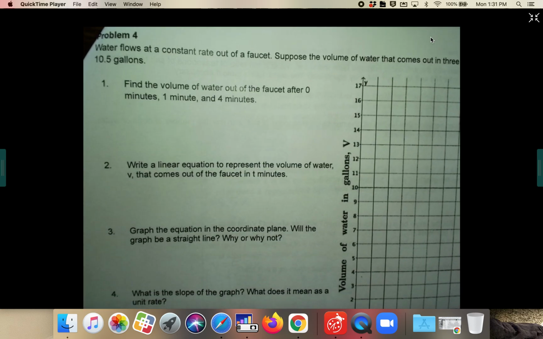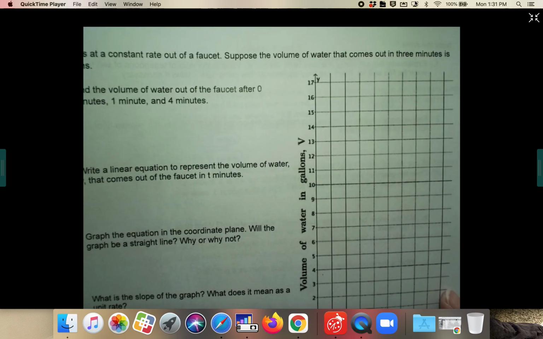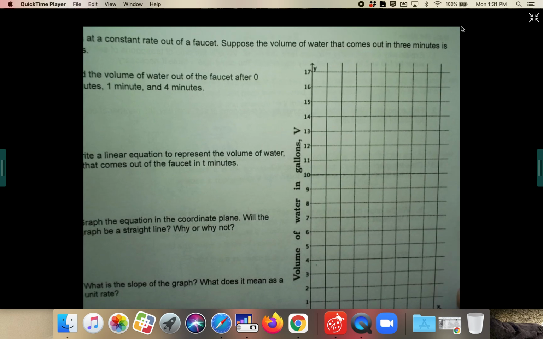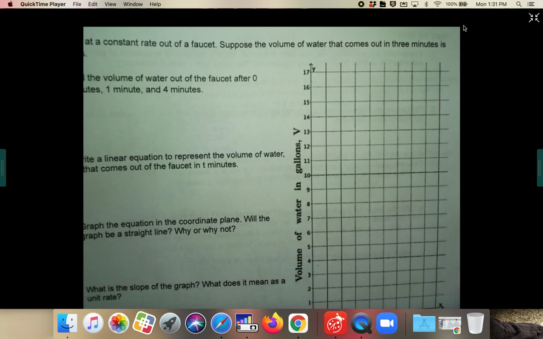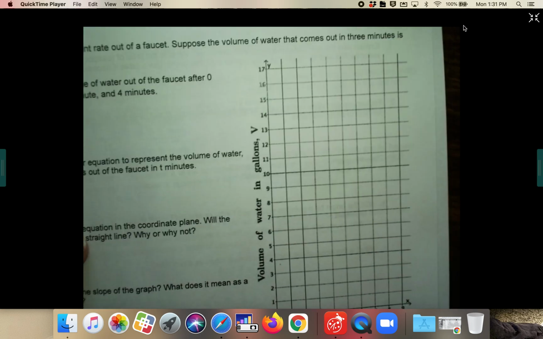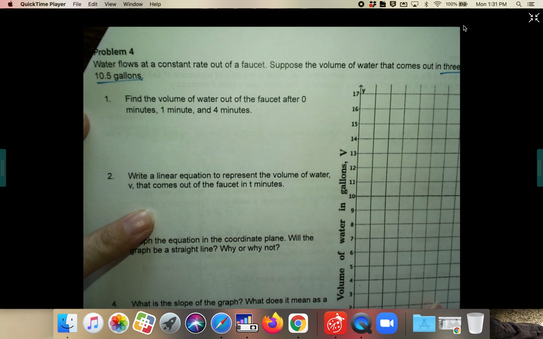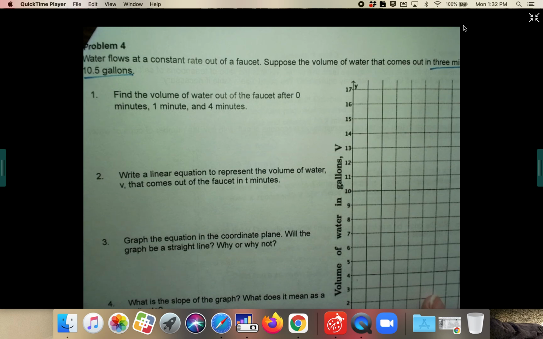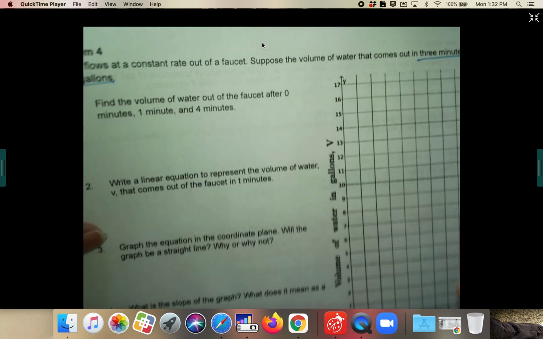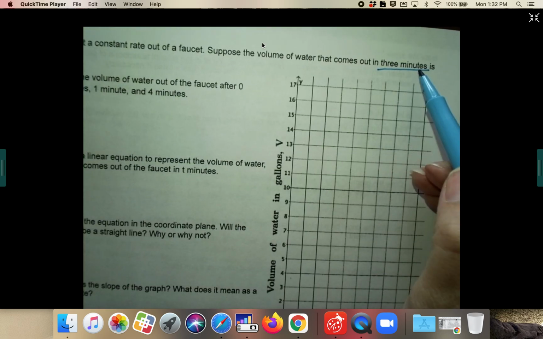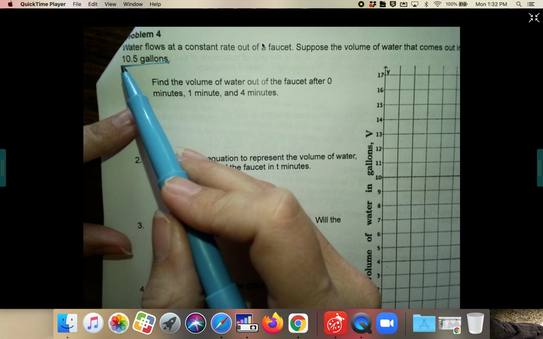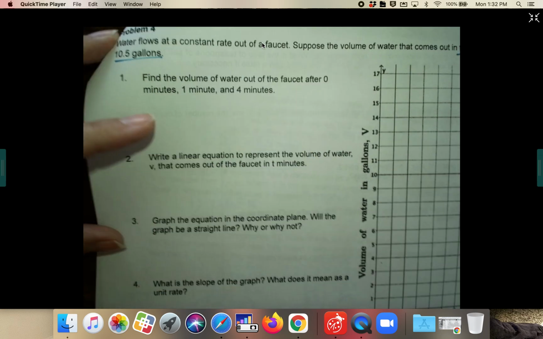Okay, let's look on the 3rd page. Problem 4, it says water flows at a constant rate out of a faucet. Suppose the volume of water that comes out in 3 minutes is 10.5 gallons. Find the volume of the water out of the faucet after 0 minutes, after 1 minute, and after 4 minutes. So all we know so far is that in 3 minutes, it's already up to 10.5 gallons.